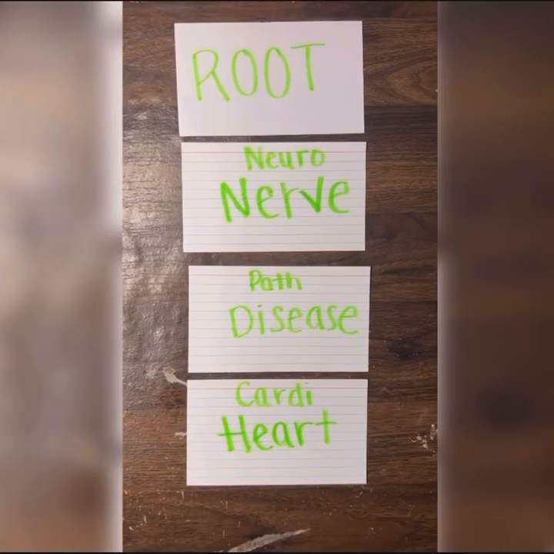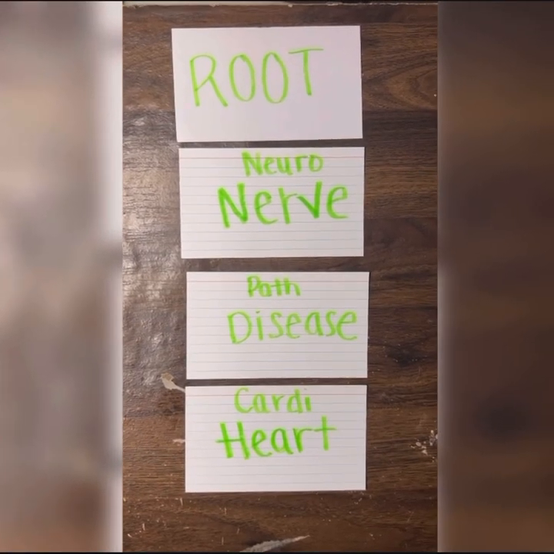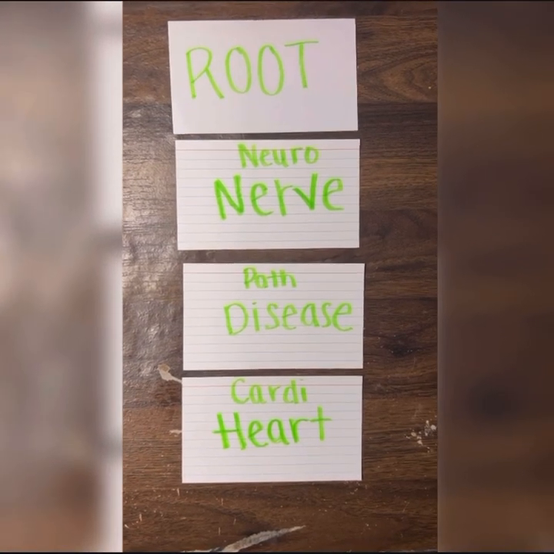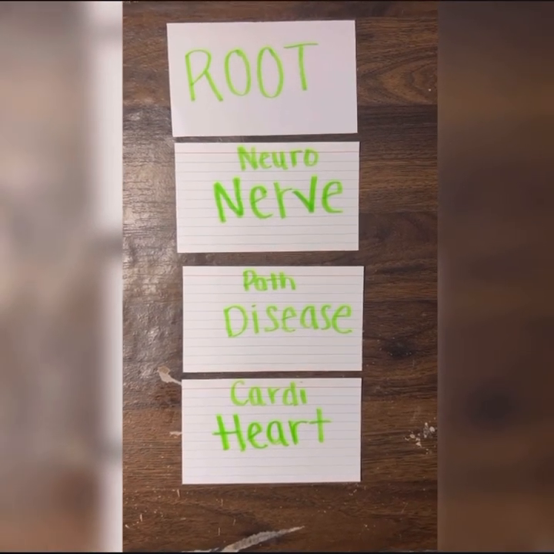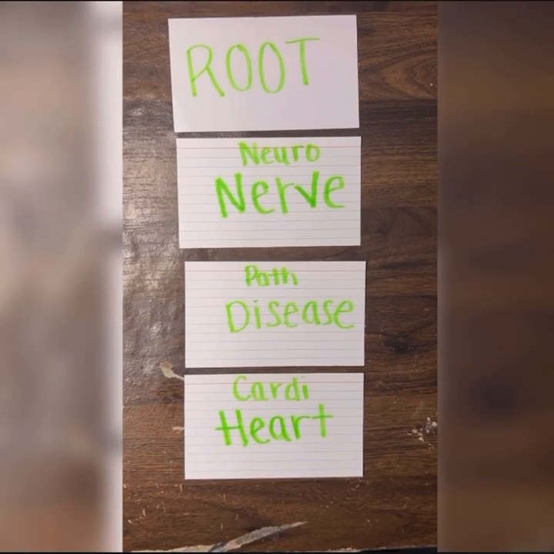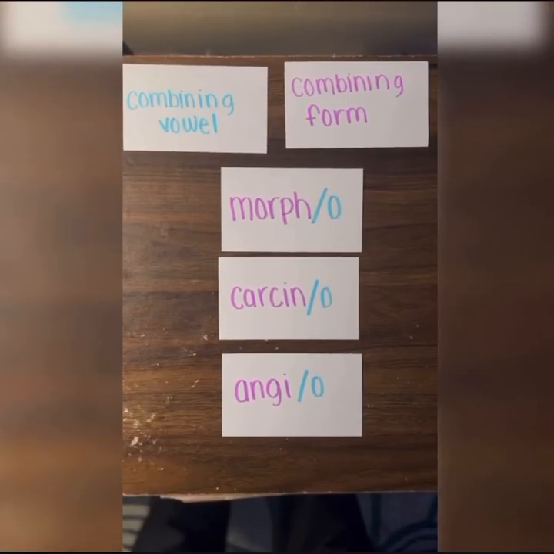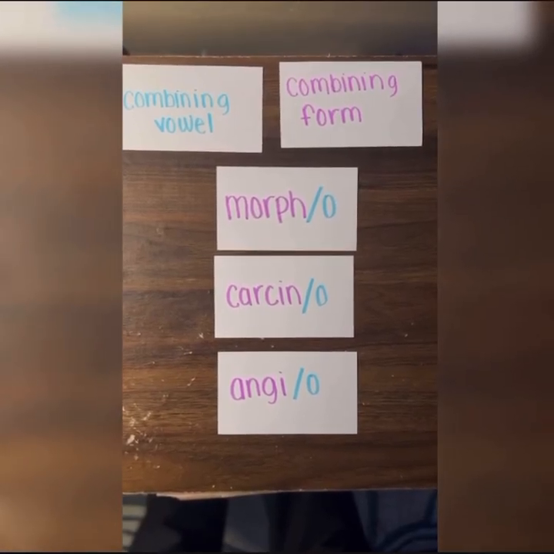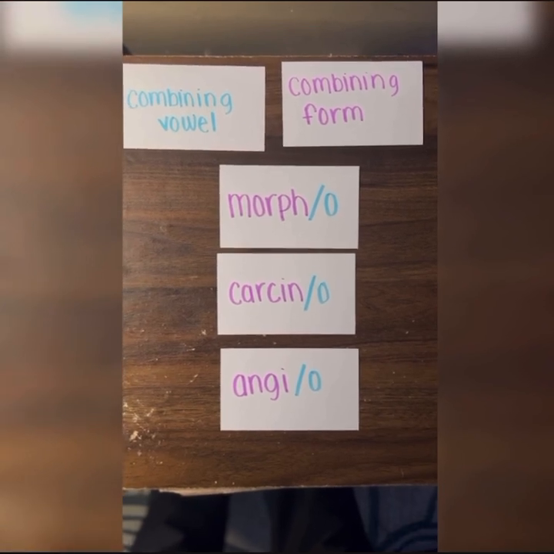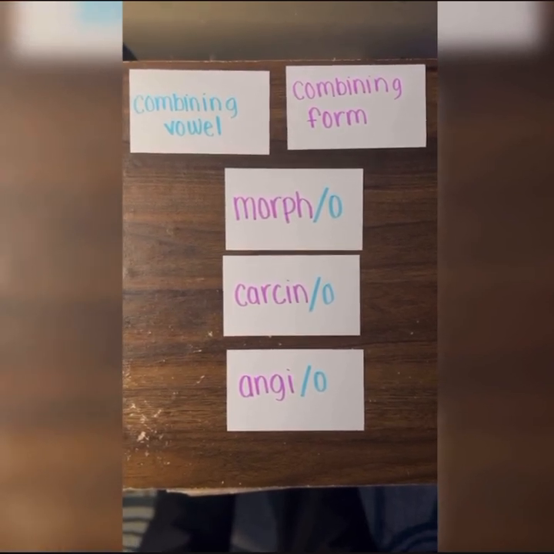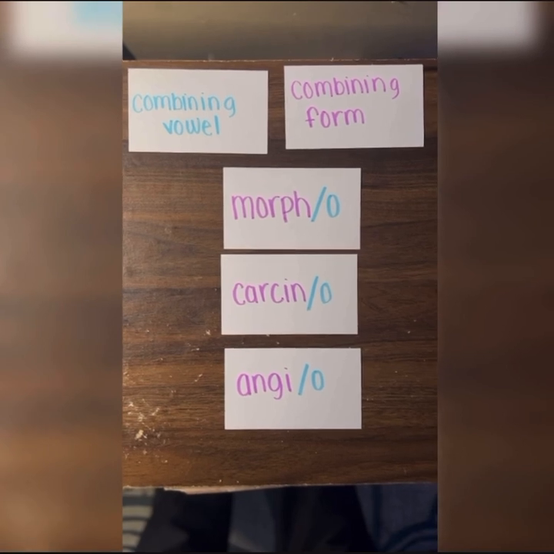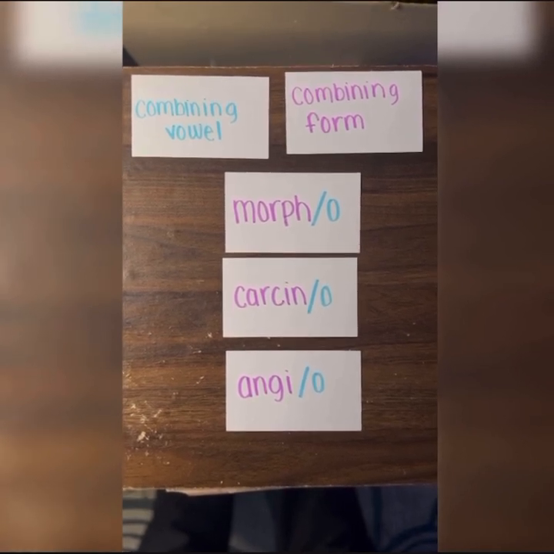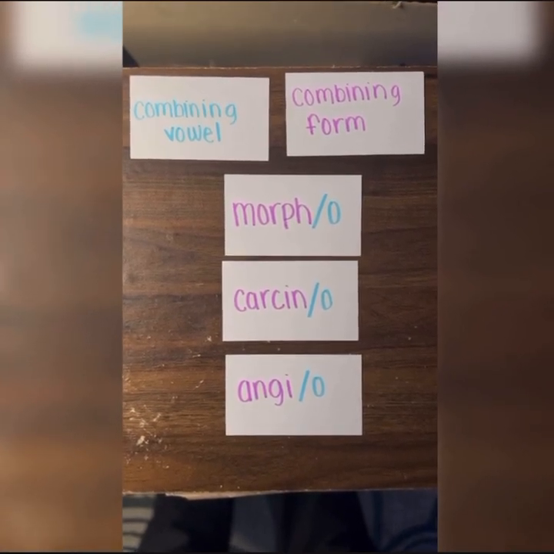Roots are the foundation words, and also the most important words of the medical terms. Neuro means nerve, path means disease, and cardi means heart. Combining vowels are the O at the end of the root words. As you can see, I have color coordinated the combining vowel as the color blue, and the root words are purple.